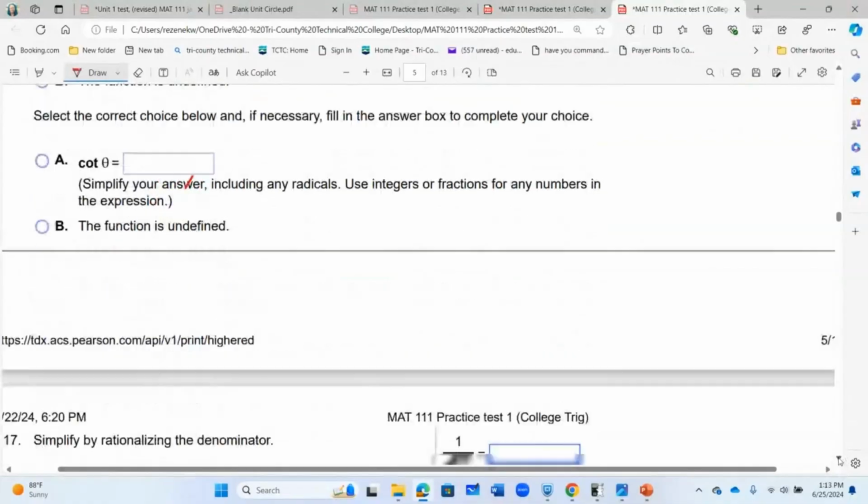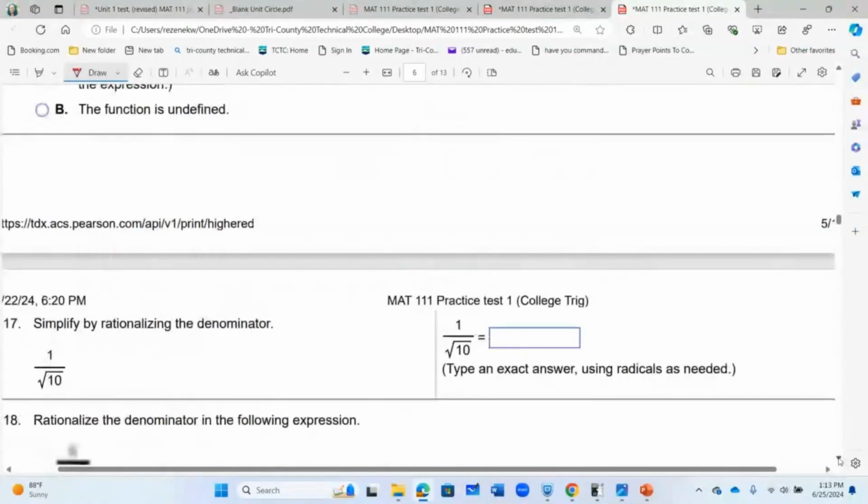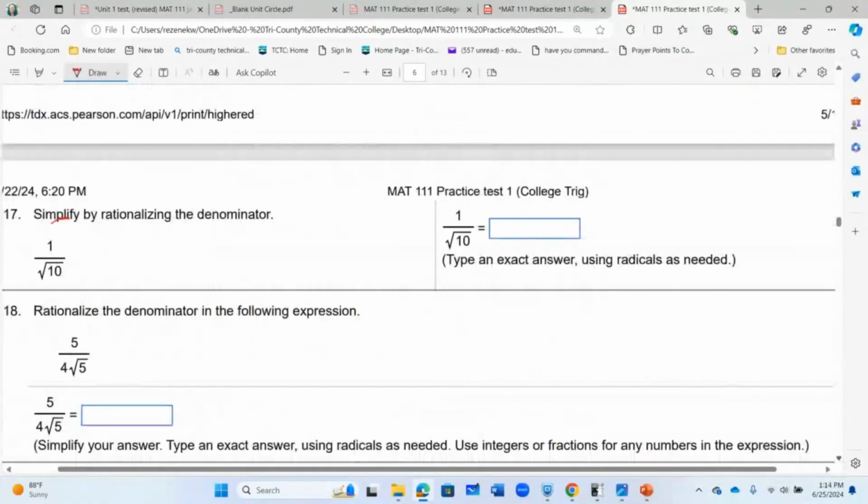Let me tell you something again. I'm not going to be worried if somebody doesn't know how to rationalize the denominator, but you bet, you should know it. So rationalize the denominator, because you're not allowed to leave a radical in the denominator.